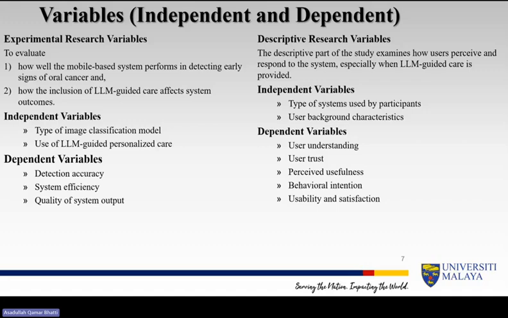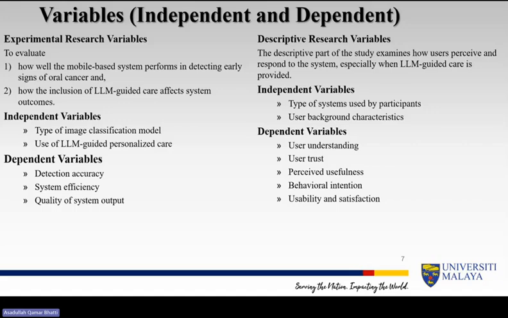For independent, what you need to track and view is the type of image classification model and the use of LLM-guided personalized care. This is what we are changing. And then we interpret the respondent or dependent variable, which is the outcomes: we look at detection accuracy, system efficiency, and quality of the system output. So we are basically evaluating whether, when we change a specific image classification model, it improves the detection accuracy or not. And we'll try different variations.